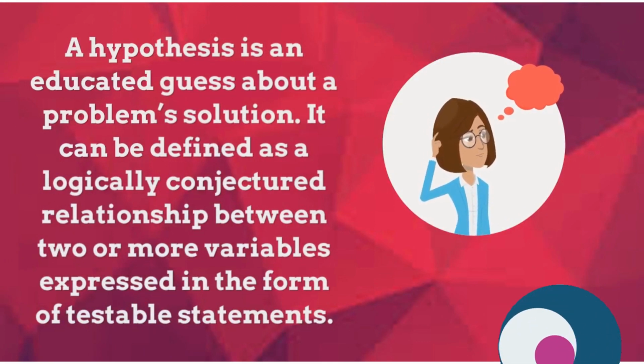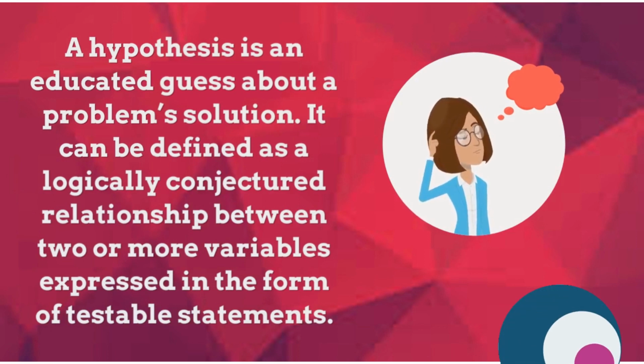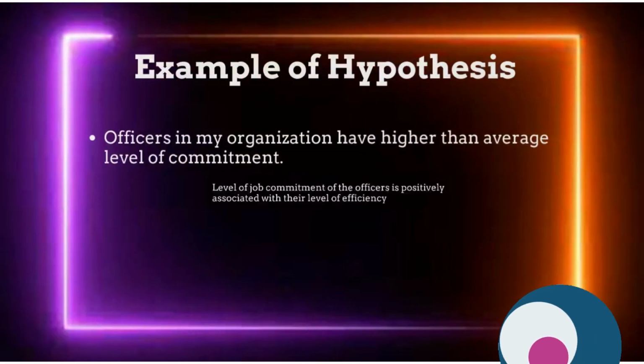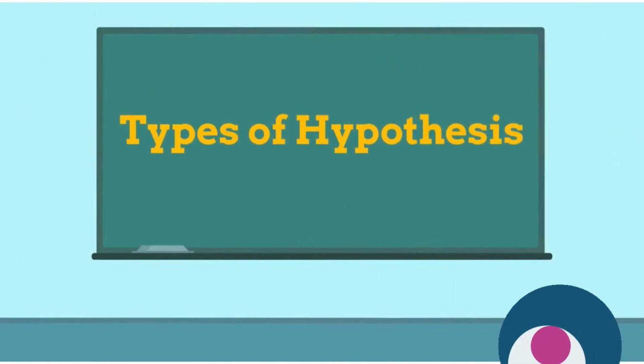It can be defined as a logically conjectured relationship between two or more variables expressed in the form of testable statements. Following are some examples of hypothesis. Officers in my organization have higher than average level of commitment. Level of job commitment of the officers is positively associated with their level of efficiency.